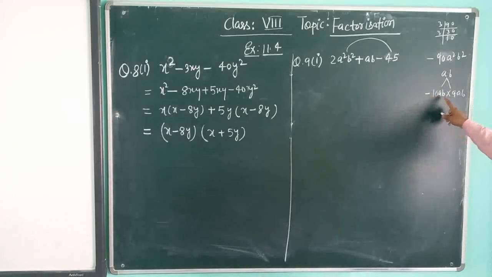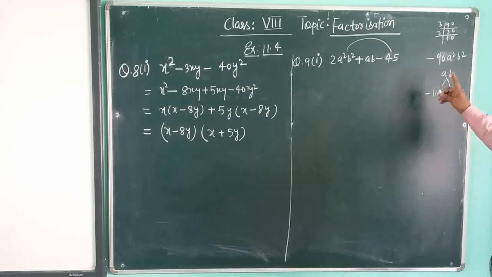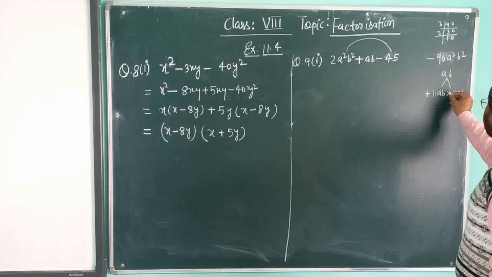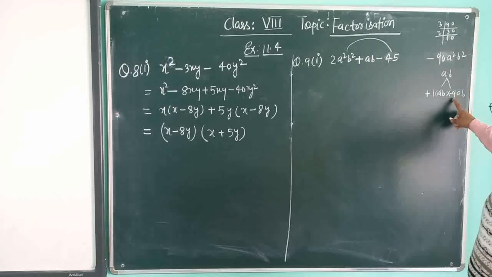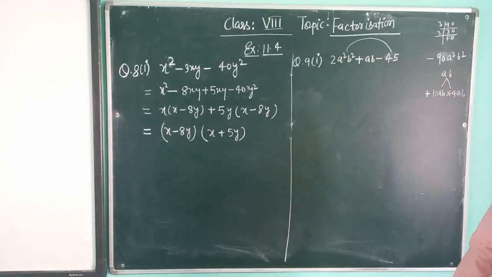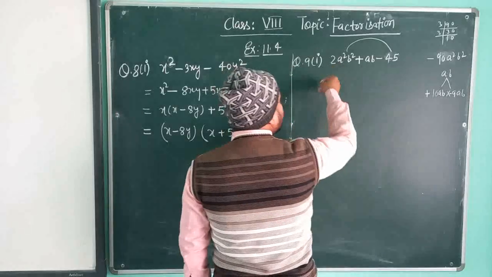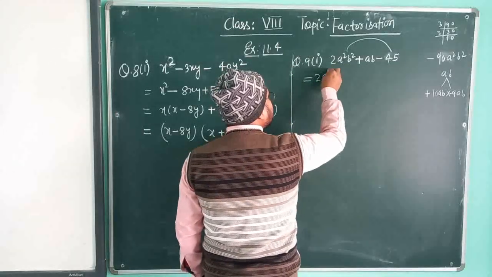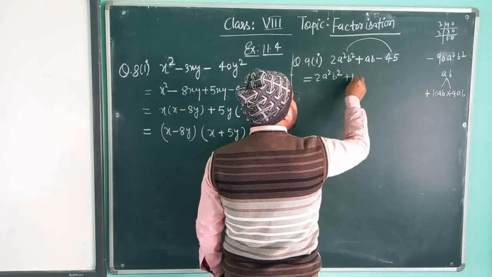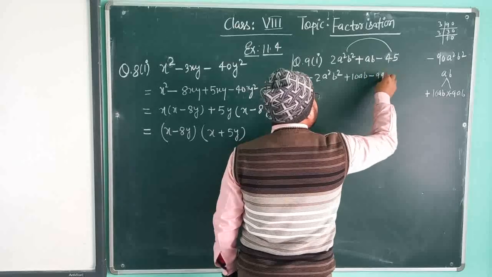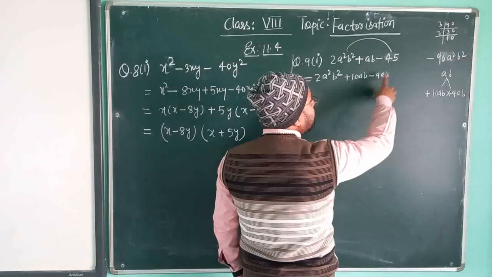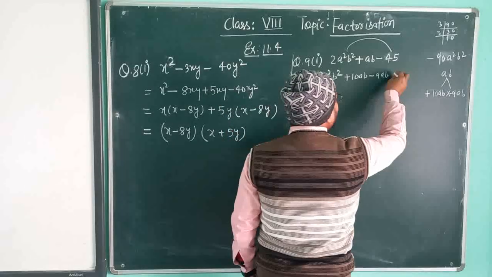So plus 10ab and minus 9ab: if you add them, you get plus ab, and 10 multiplied by minus 9 gives minus 90a²b². So in place of this, I am going to write 2a²b², and plus ab I am going to break into two terms, plus 10ab minus 9ab, then minus 45.